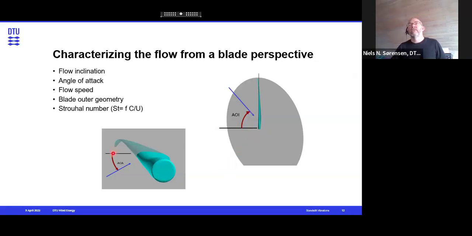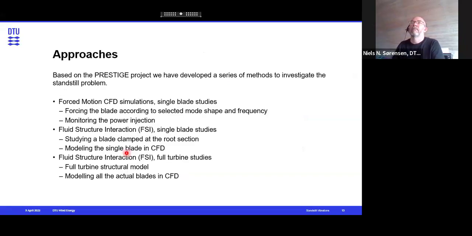And then we talk about angle of attack, which is very standard. The flow has 0-degree angle of attack when the flow is from leading edge to trailing edge. It is 90 degrees when we have the flow towards the pressure side, and then it's 180 when we have the flow from the trailing edge towards the leading edge. So that is typically a parameter we use to characterize what the blades see with respect to flow angles.